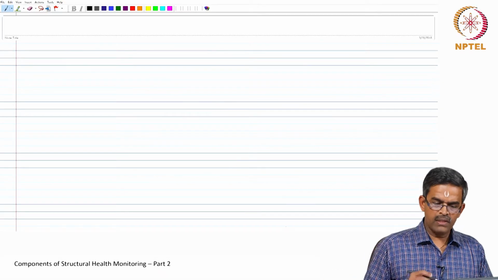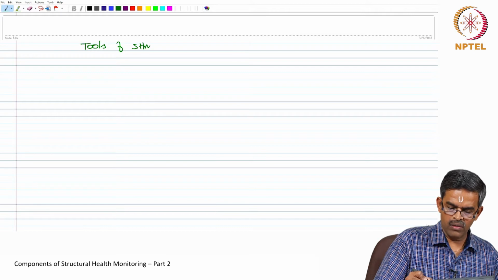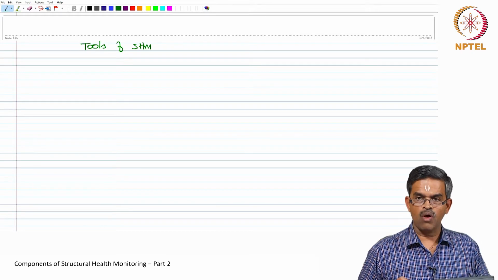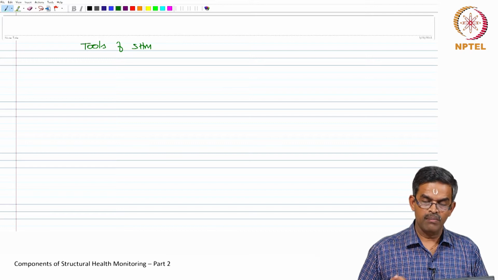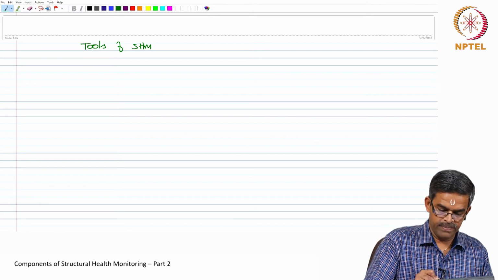Let us see what are the common tools which can be used for removing the anomalies in aircraft design or aviation industry based upon health monitoring.